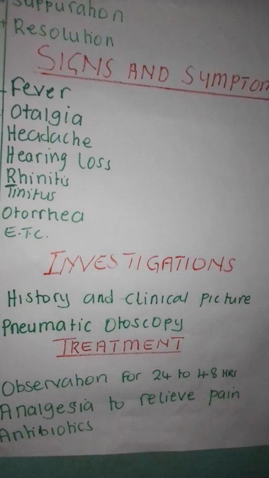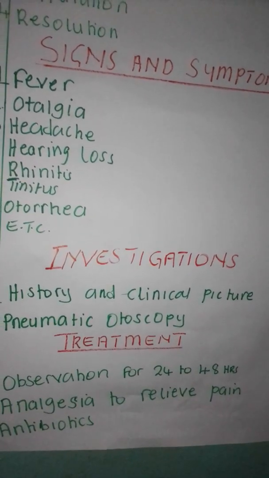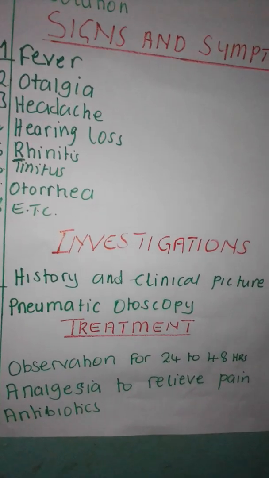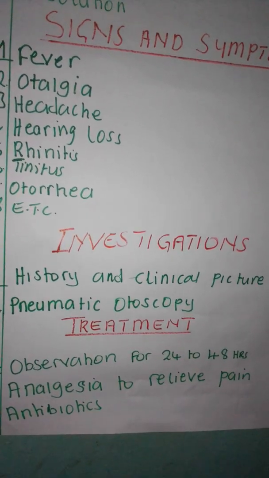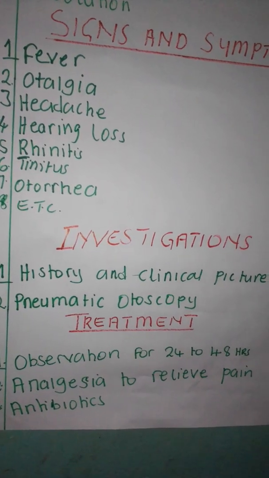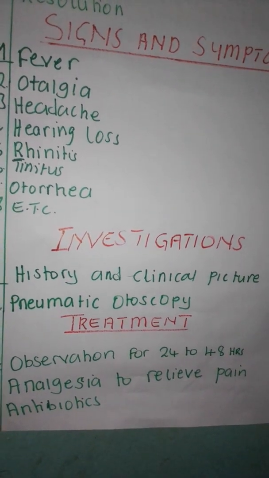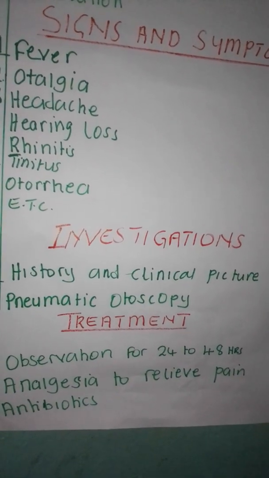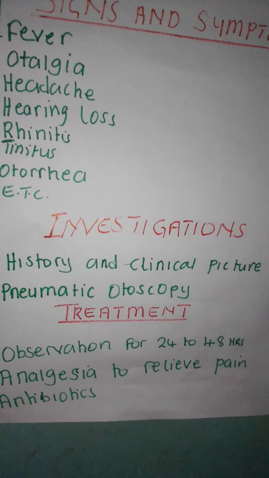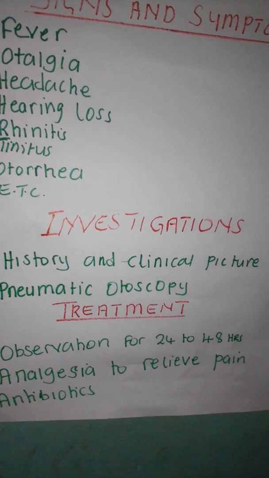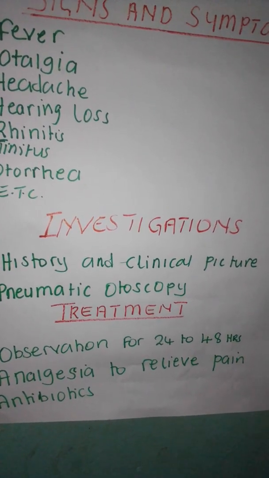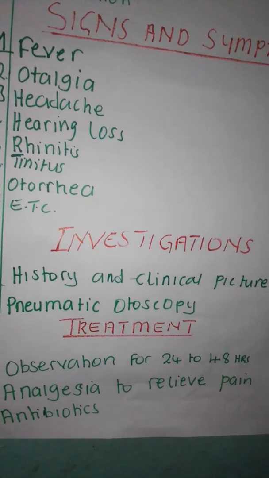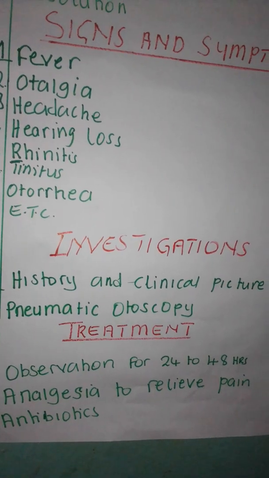What investigations can be done? You can make a diagnosis based on history and clinical picture. You can also do a pneumatic otoscopy. A pneumatic otoscopy can show mucosal hyperemia, and it can show the tympanic membrane looking a bit bulgy.